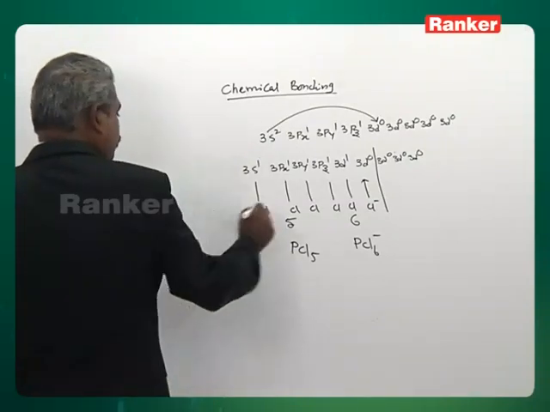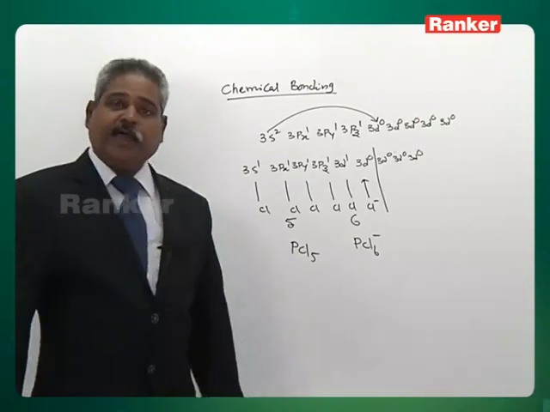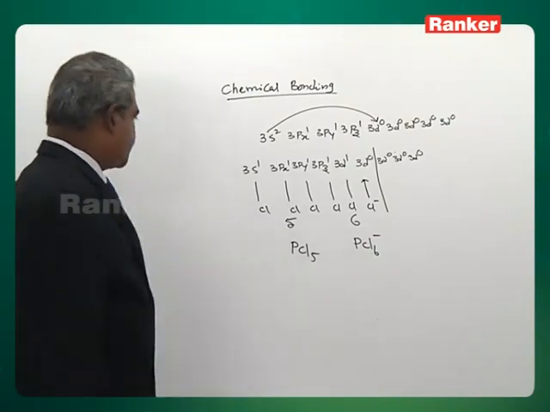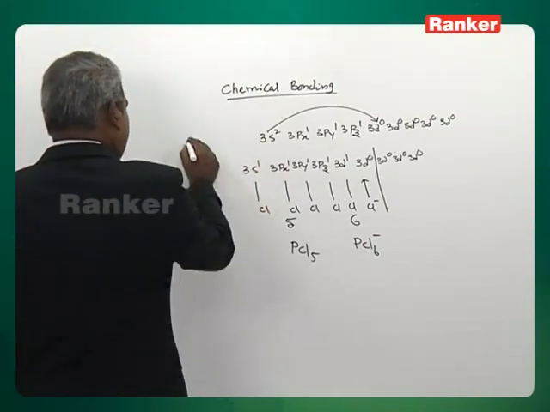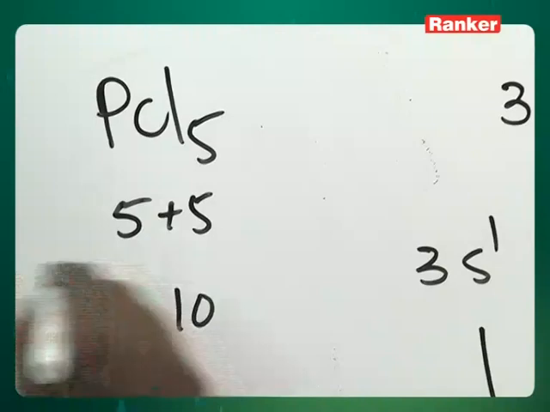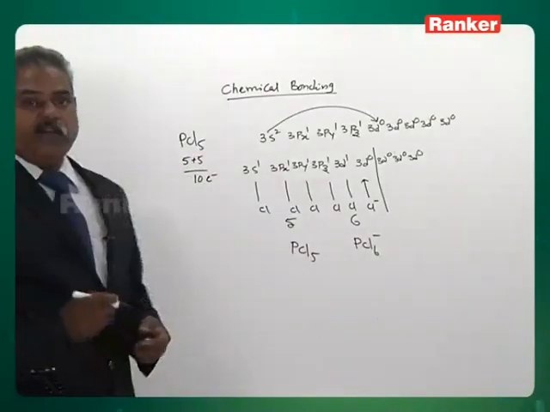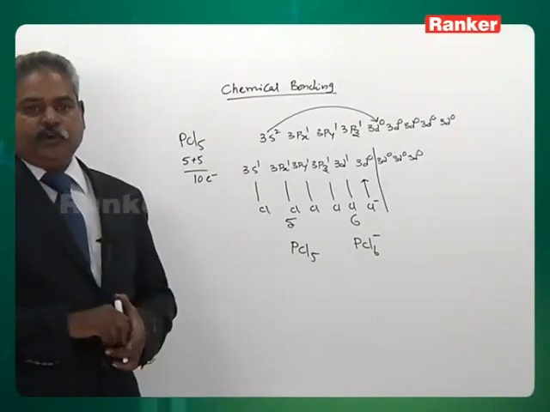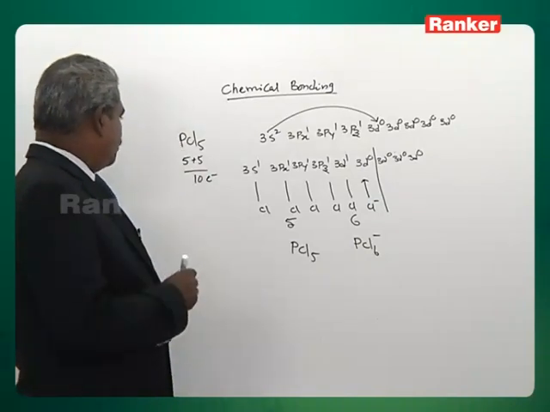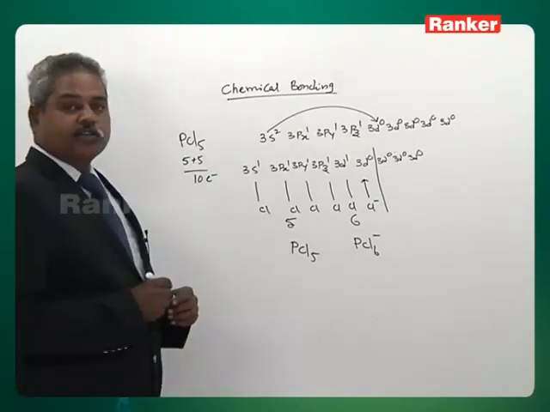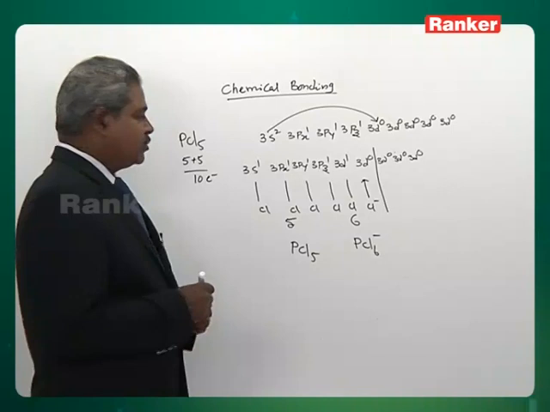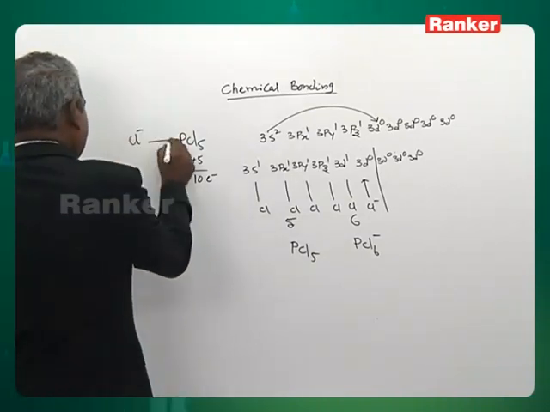So, why not more than 6? The answer is, why even 6? If you ask me why not more than 6, I am asking you, why even 6? PCl5, if you look at it, 5 plus 5, already has 10 electrons in its outermost shell. 10 valence electrons, 5 belonging to phosphorus, one each from 5 chlorines. So you have 10 electrons in PCl5, and even after you have 10 electrons, you are still accepting, which has to be explained.